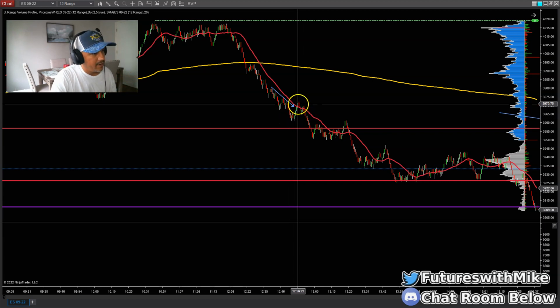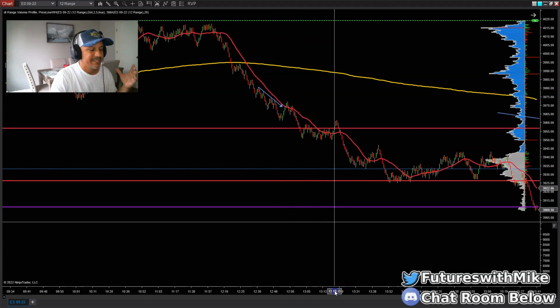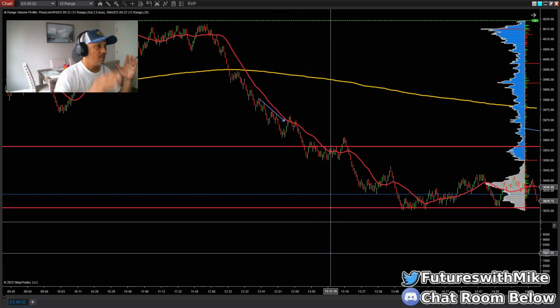But this pullback here, when you're looking for a strategy to trade in a trending environment and momentum, say for instance, to the downside or moving to the upside, price is always not going to do exactly to the tick or to the T what you're looking for. It may break that moving average a little bit. It may break that trend line or whatever the case is.